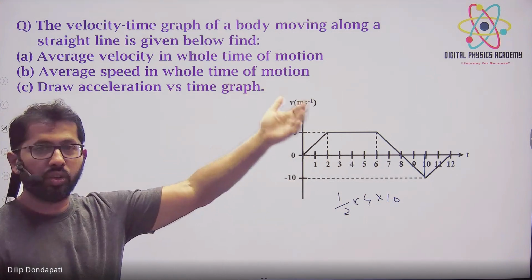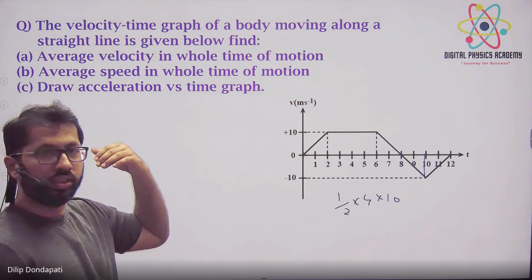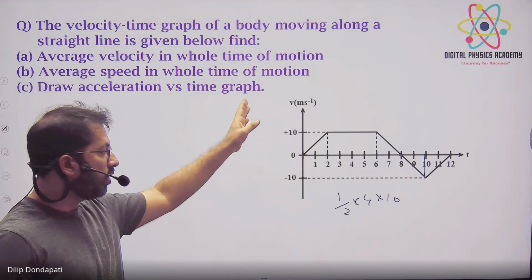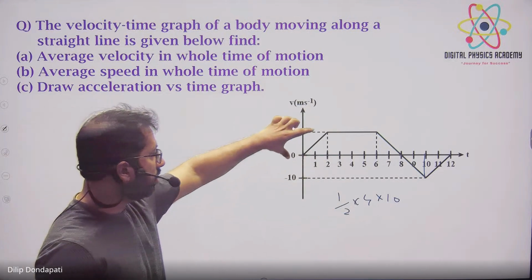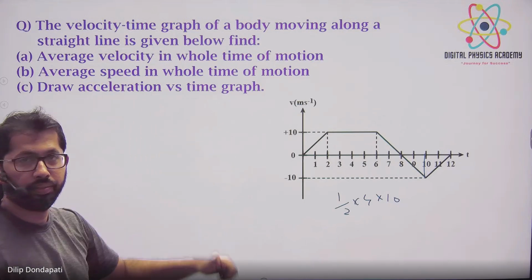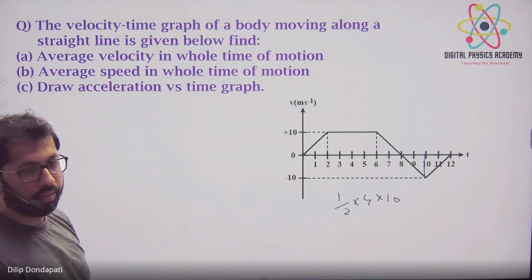If we go forward, it is slope; if we come back, it is area, right? So we are going forward. Velocity time graph is given. How to find acceleration? Find the slope. Find the slope of this, this, and this section. Okay, and then draw the graph.